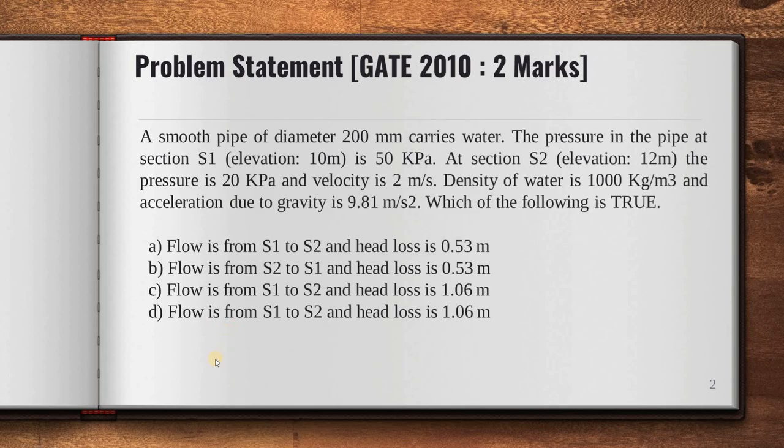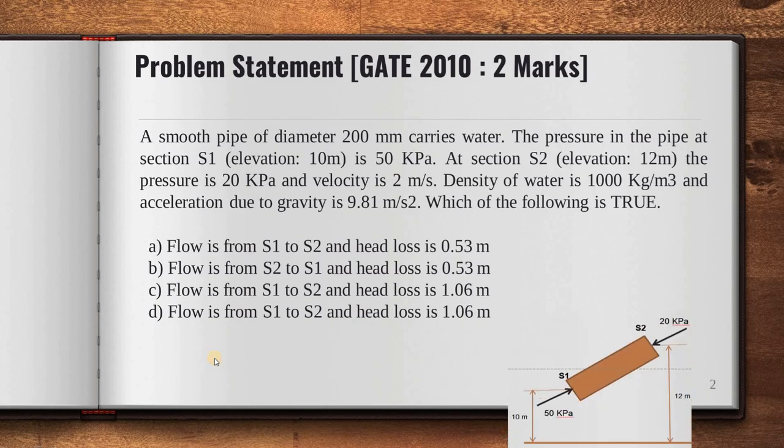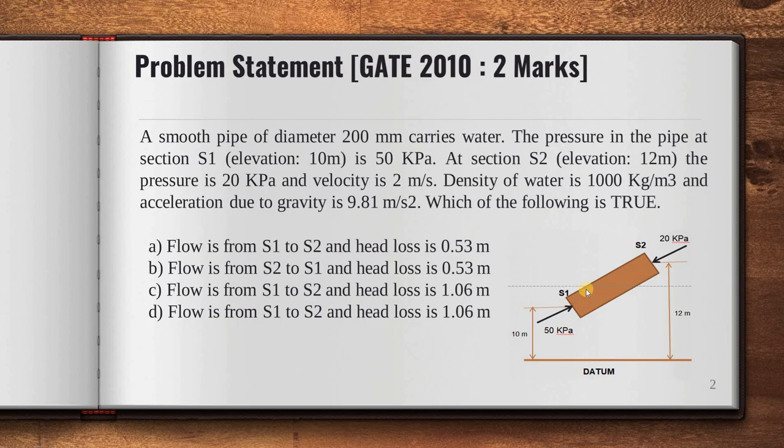A smooth pipe of diameter 200 mm carries water. So this is the pipe, you can see here. The diameter of the pipe is 200 mm and it carries water. The pressure in the pipe at section S1 is 50 kilopascal. So this is section S1 and the pressure at section S1 is 50 kilopascal. At the same time they have given the elevation, that is 10 meter. So the elevation of this section S1 from the datum is 10 meter.